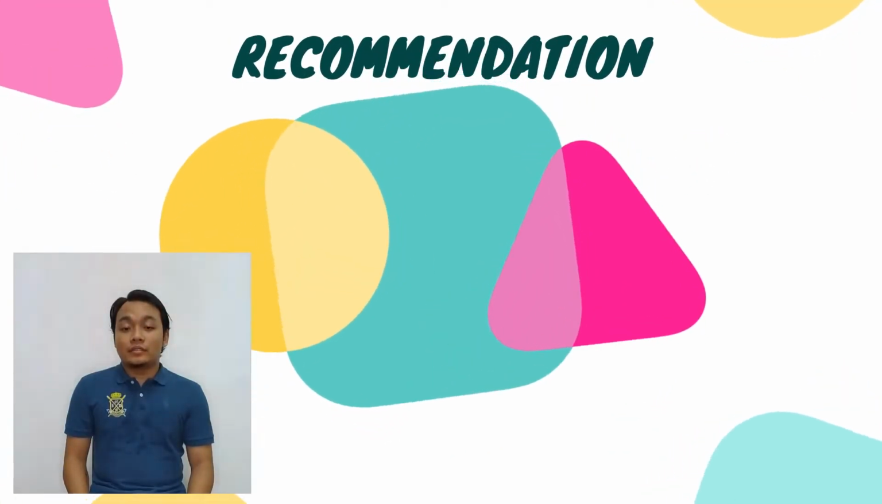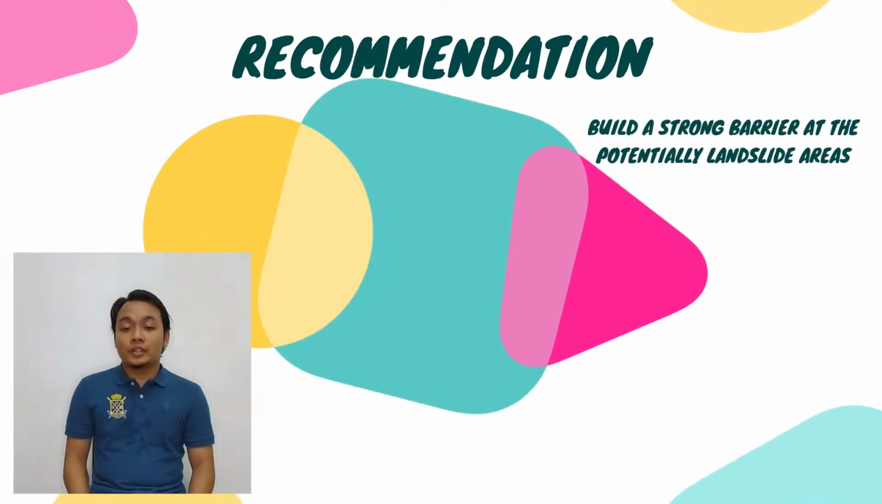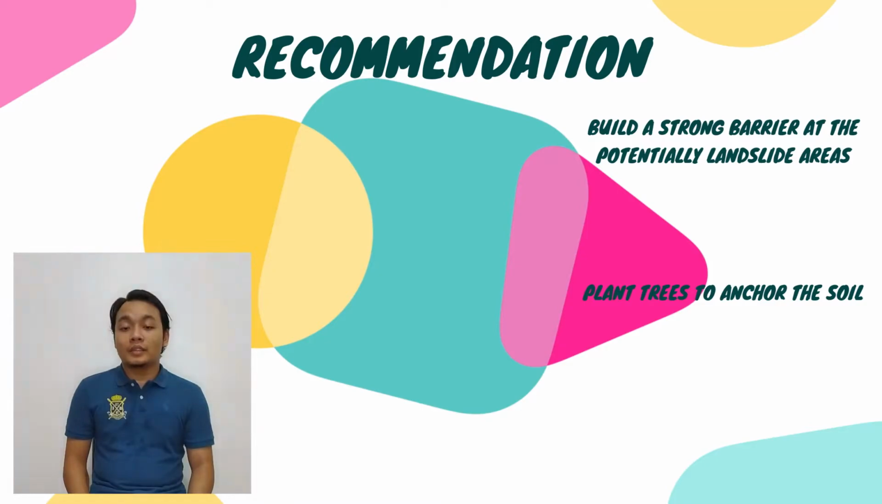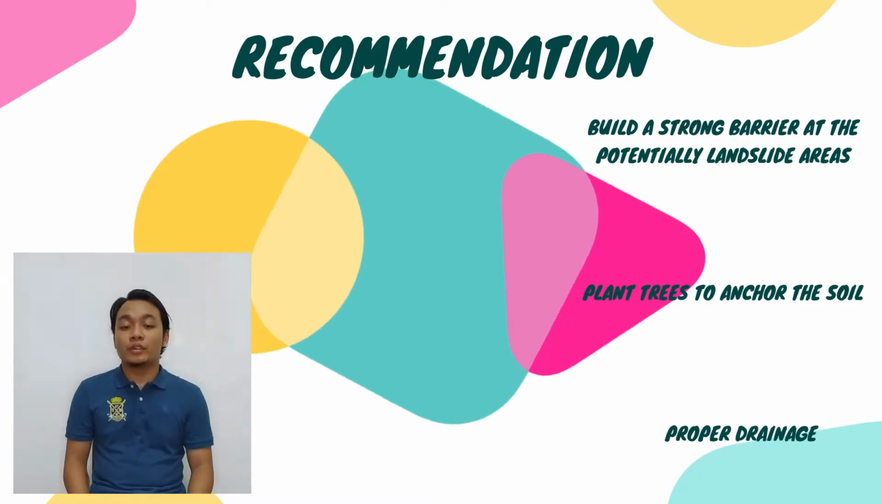I suggest that the authorities build strong barriers at potential landslide areas so that it will prevent severe casualties from happening. The authorities also need to plant trees to anchor the soil so that the probability of landslides occurring will be reduced. Other than that, proper drainage needs to be built so that the excess water can flow smoothly during heavy rain.